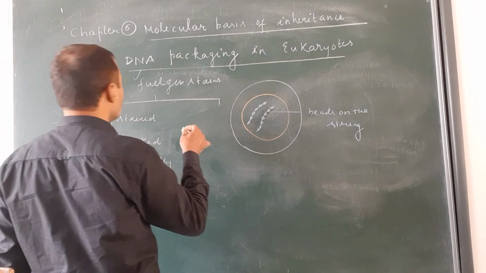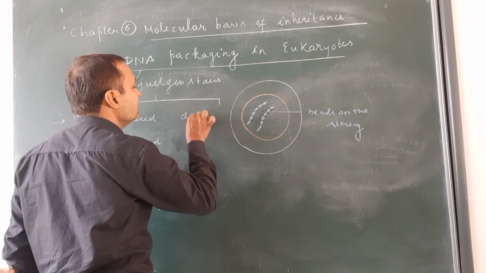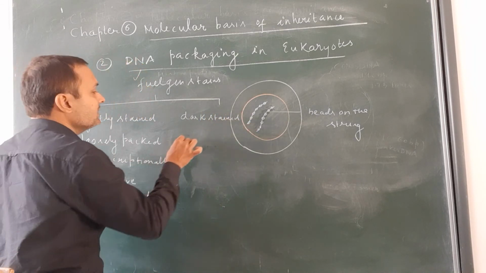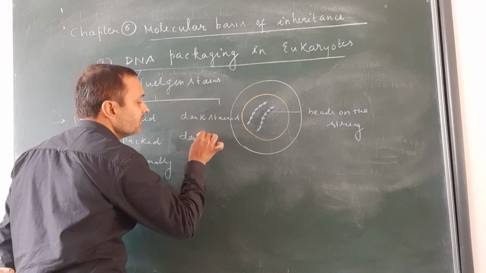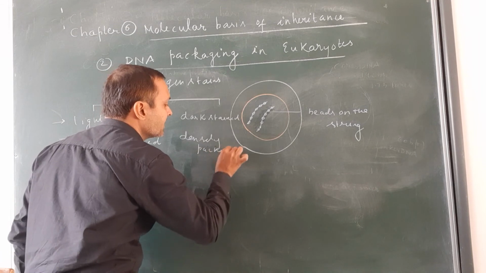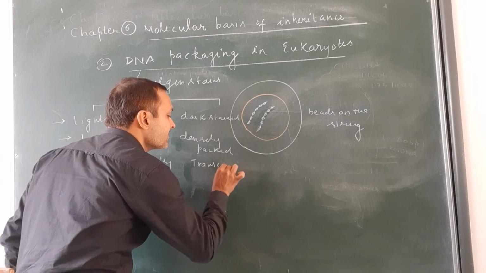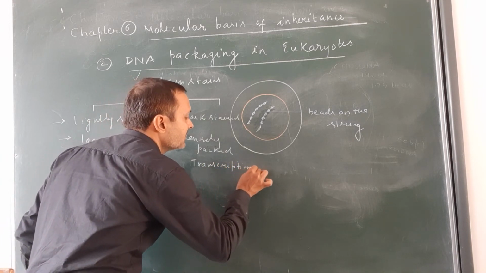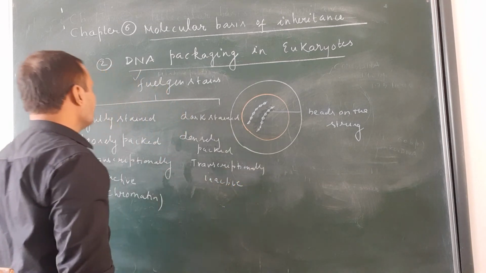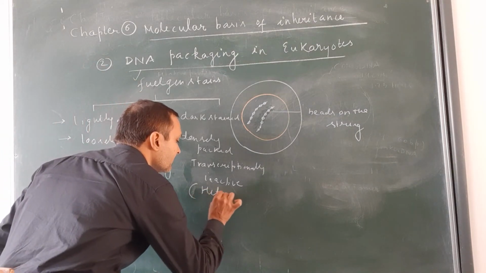And heterochromatin is just the reverse. It is darkly stained, densely packed and transcriptionally inactive. So this part is known as euchromatin and this part is known as heterochromatin.